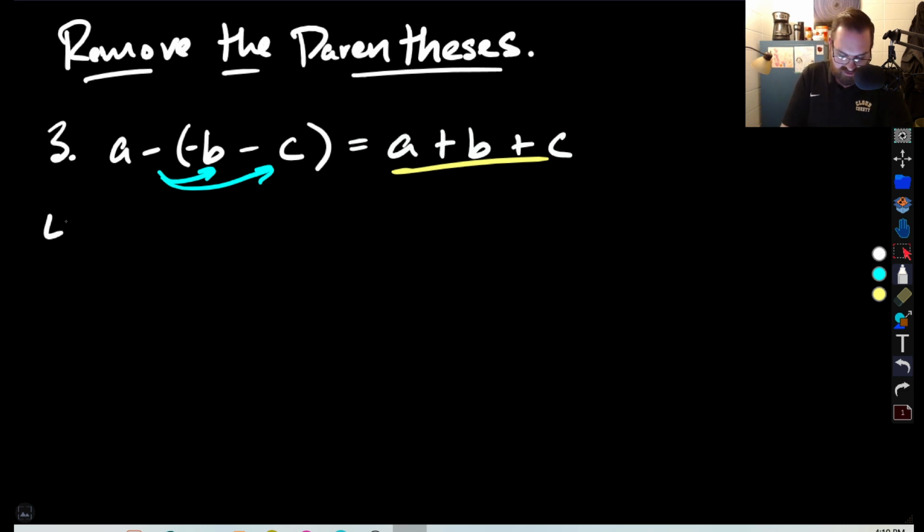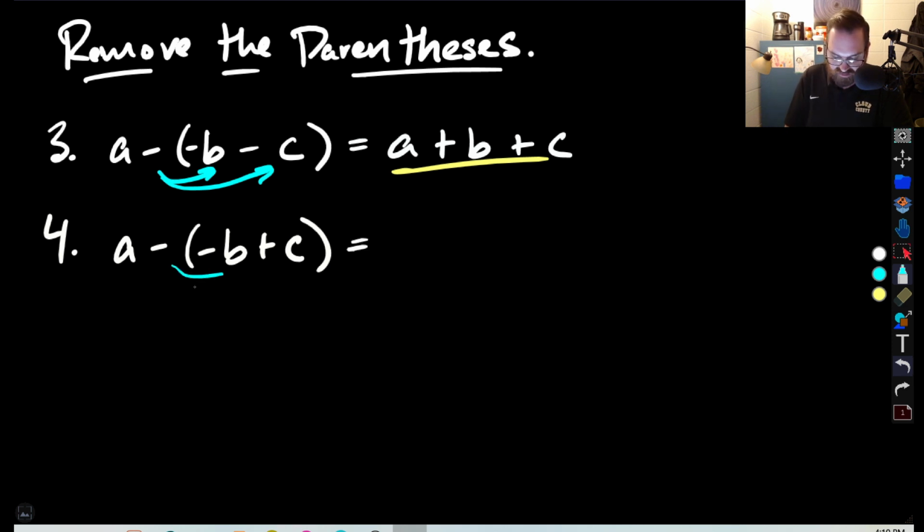All right, let's do another one. So we've got a minus the quantity b plus c. Same idea, we can distribute to both pieces.